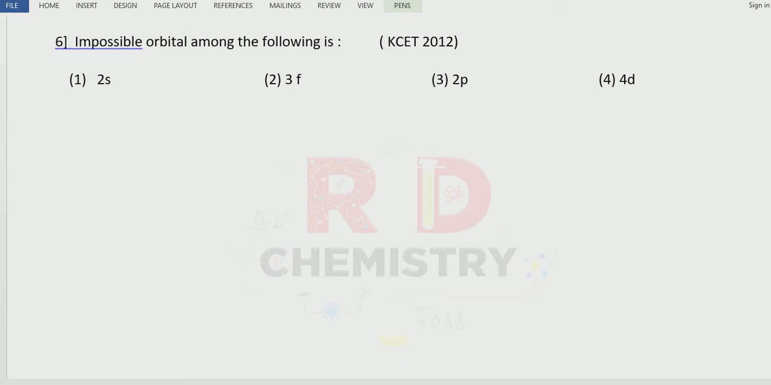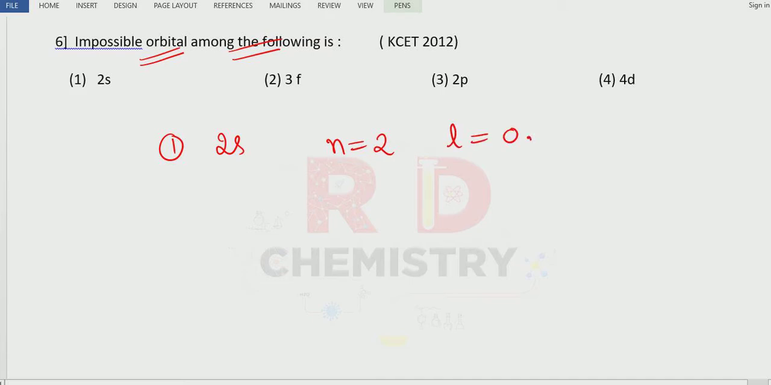Question number 6. Which of the following is an impossible orbital? We'll check one by one. First option, 2s. When I say 2s, n is equal to 2. When n is equal to 2, l is always 0 and 1. Two values are possible, so up to n minus 1.